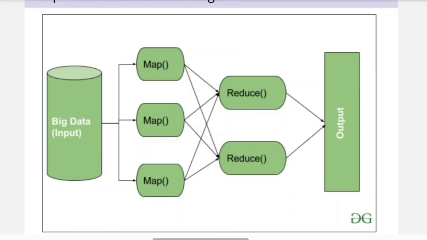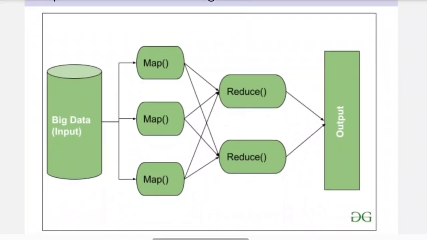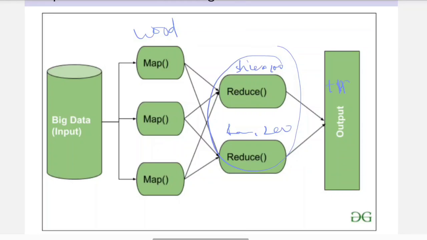This is the architecture of MapReduce. Some data will be given and each word is mapped. If it is 10,000 words, 10,000 maps will be there. After that, using sort and shuffle, it will be reduced. For example, it will say Shiva has arrived 100 times, Ramu has arrived 200 times. The output is stored in HDFS. Okay, that is what the diagram says.